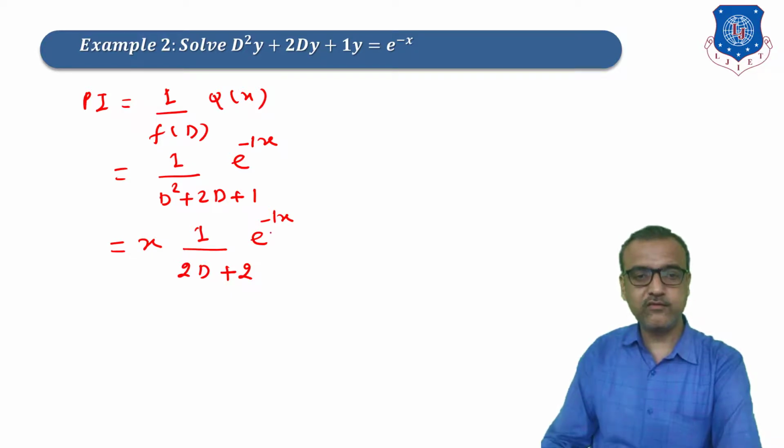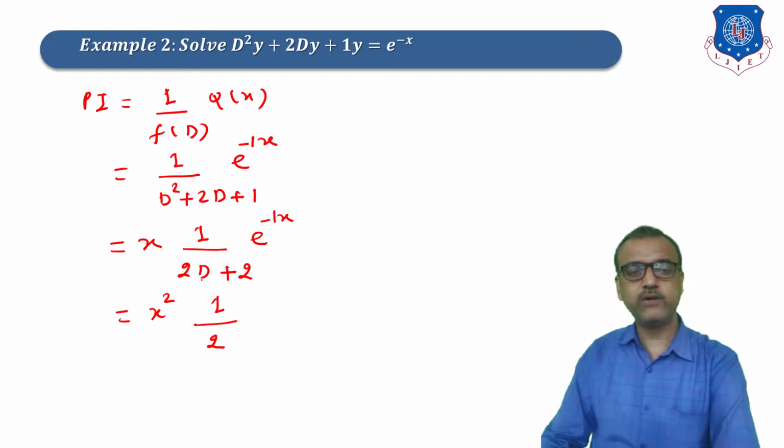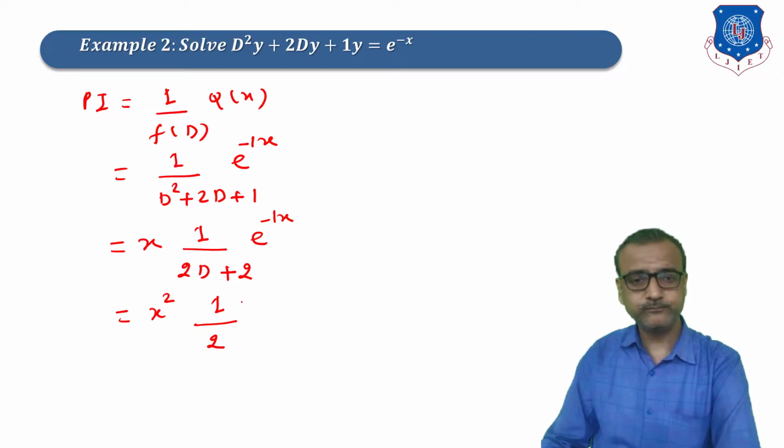So again we will multiply the result by x, but already we have x over here. So we will write down x square, and then after we will differentiate 2D plus 2 with respect to D. So 2 will be as it is, and derivative of D with respect to D is 1, and if you multiply 1 by 2 you will get 2, and the derivative of 2 is 0, as this is a constant value, and e raised to minus 1x will be as it is. Now as you can see in the denominator there is no function of D, so this is the final PI.